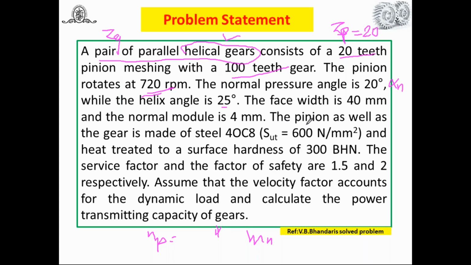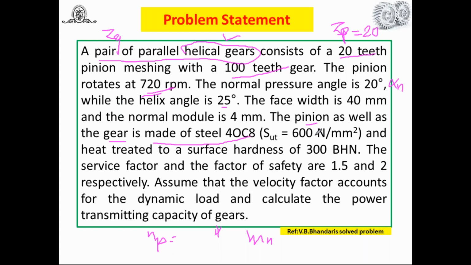Again here it is mentioned, pinion as well as the gear made of steel 40C8 and SUT. That means the pinion and the gear are made up of the same material. And why is this point important? Because when pinion and gear are made up of the same material, you have to decide which one is the weaker, because your design should start from the weakest section or weaker component. When the pinion and gear are made up of steel, that means the same material, the pinion is always weaker, you know very well.